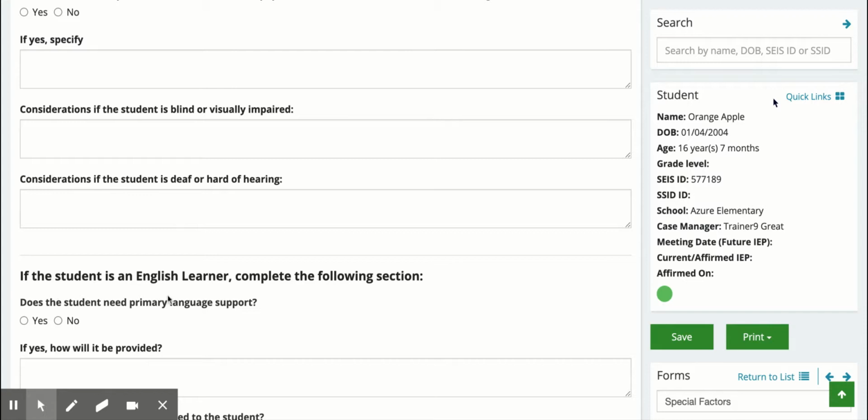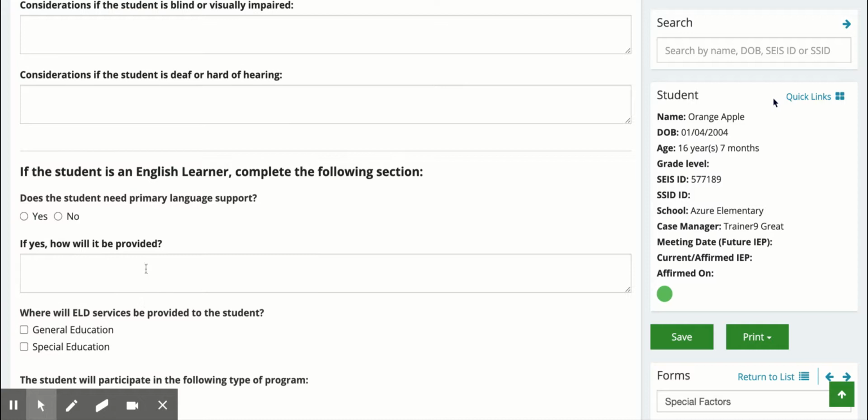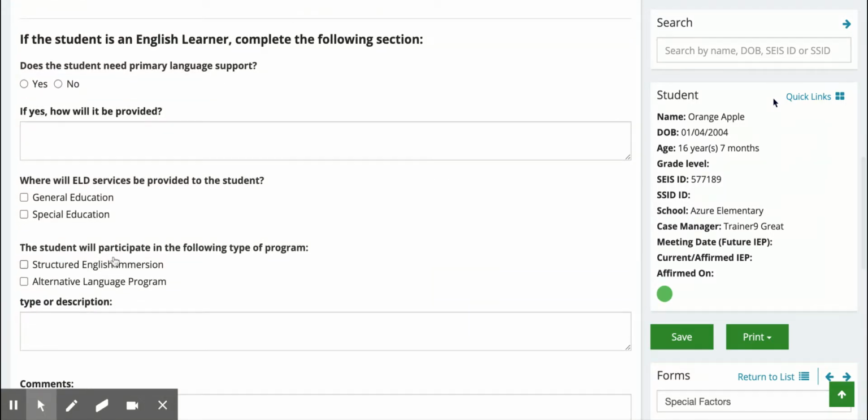If the student is an English learner, complete the following section. English learners are also known as EL students. Does the student need primary language support? If the answer is no, please put NA in the box. If the answer is yes, then you need to put in the type of support the student would be provided in order to be successful with appropriate support.